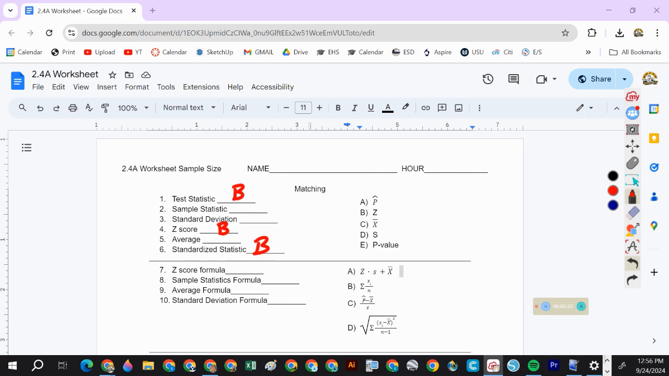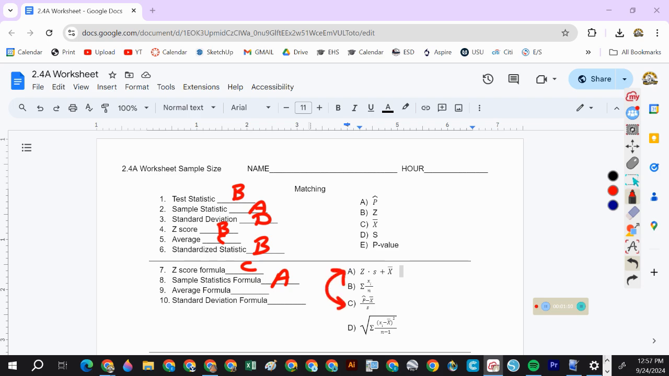The sample statistic is our p-hat, so that's A. For standard deviation, the variable we use is s, and the average is x bar, so that would be C. The z-score formula is going to be C. The sample statistic, yeah, that's right, this is going to be A, and these two formulas are opposites of each other.